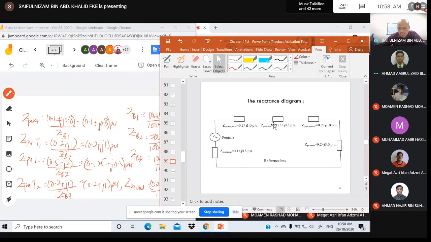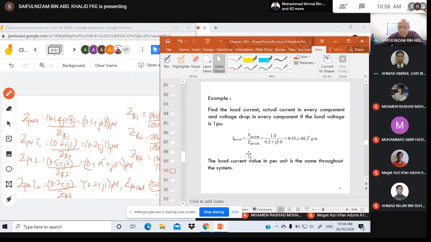Make sure this is the complex number. Make sure you use the correct value. It's a complex number. So the exact total, you end up with 0.33 angle minus 86.2 pu.